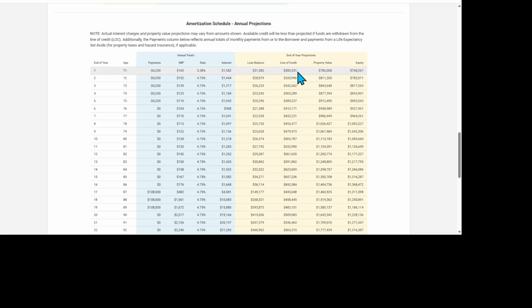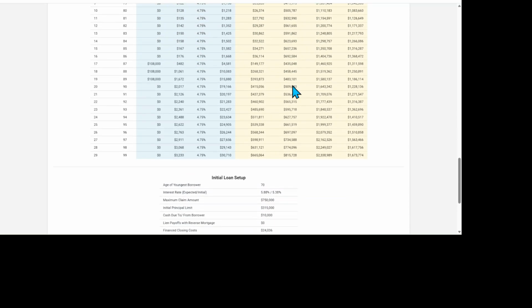The line of credit started off at $291,000. At the end of the first year, it's a little over $300,000. That's because of the growth that happened based on this interest rate and the 0.5% relating to FHA, plus you gave us some payments. Those payments are contributing to the growth. And that's how that works.